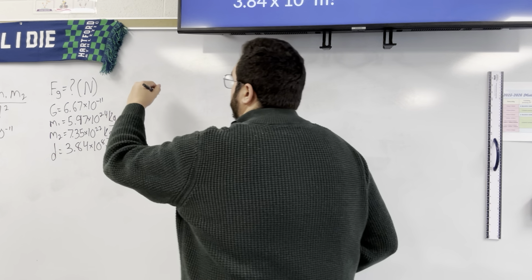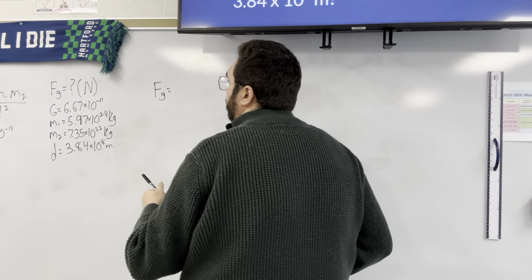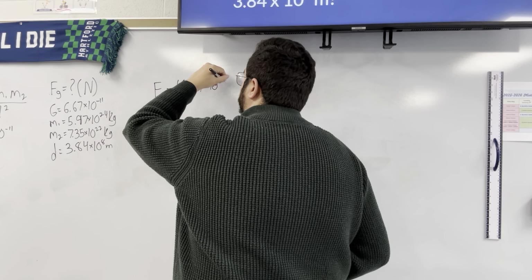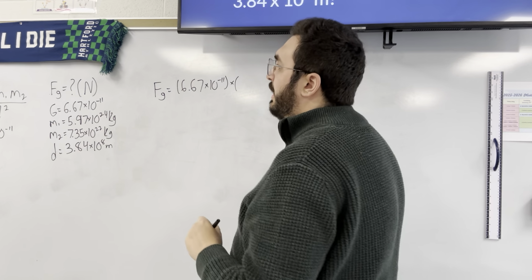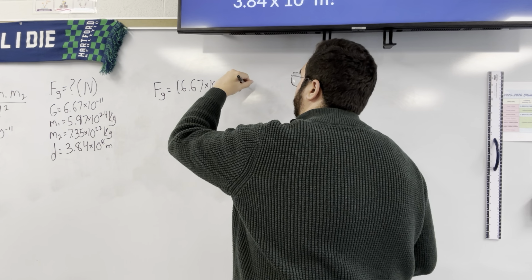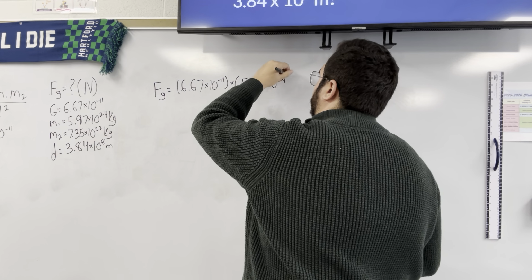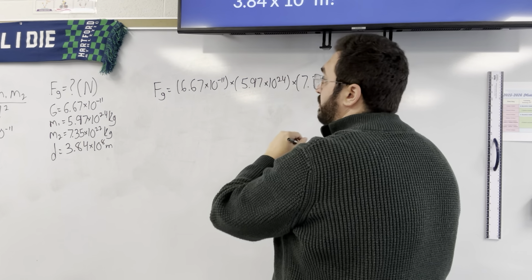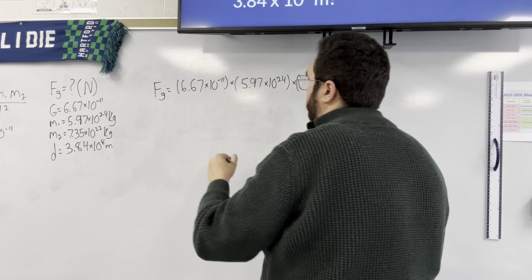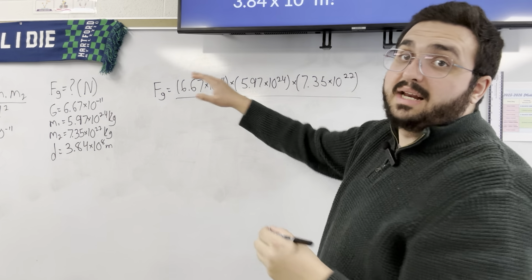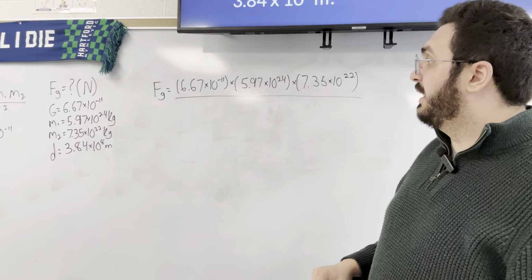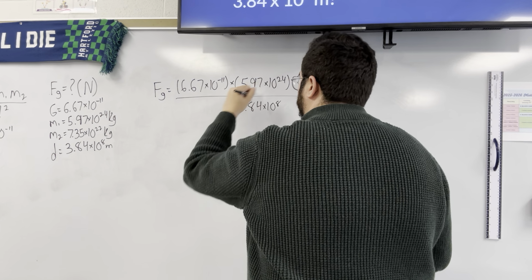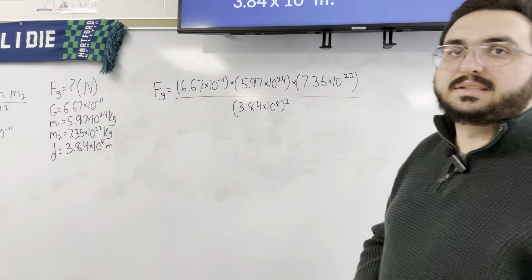So F sub g is our unknown. That is what we're solving for. It is equal to G, 6.67 times 10 to the negative 11. I'm going to use parentheses here just to make sure it's very clear that these are separate numbers. M1 is 5.97 times 10 to the 24. And finally, M2 is 7.35 times 10 to the 22. All of that, I know it looks like a lot, but I promise it's not that bad. All of that is going to be divided by our distance, 3.84 times 10 to the 8, squared. So it is that number squared.